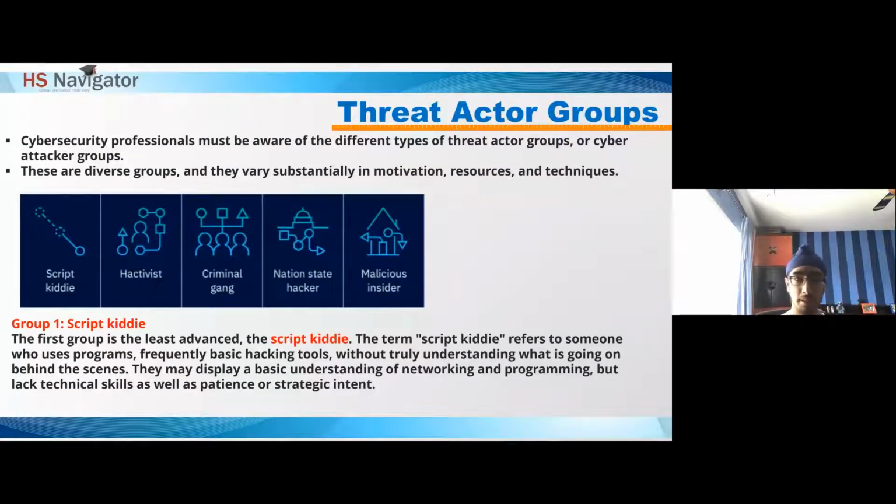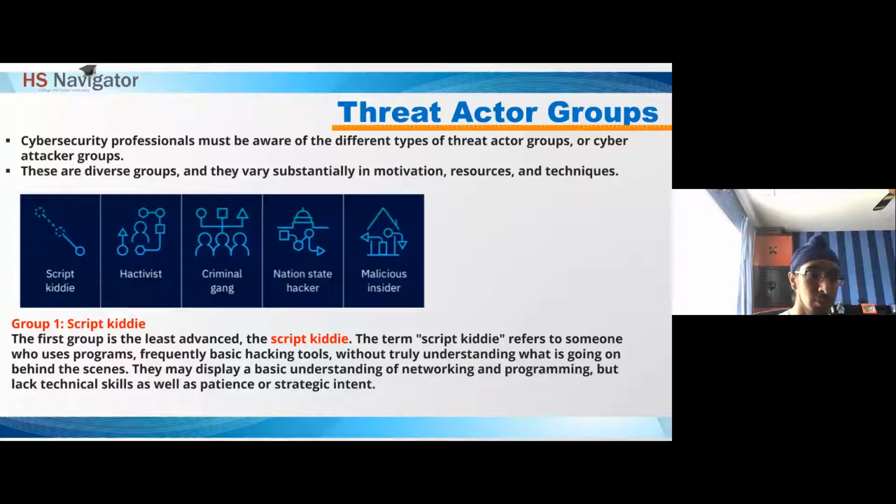And moving away from in-depth cybersecurity itself, we're talking about how cybersecurity appears in the real world. So what are the threat actor groups, which are basically what threat groups are there in cybersecurity in the real world? Cybersecurity professionals must be aware of these different types of threat groups. There are diverse groups, and they vary substantially in the motivation, the resources, and the techniques that they use. So the first group is what's called script kiddies, a sort of demeaning term used for them because they're the least advanced type of hackers.